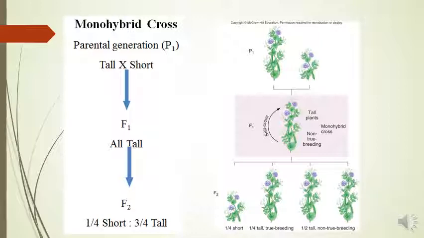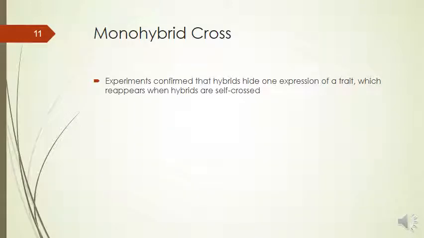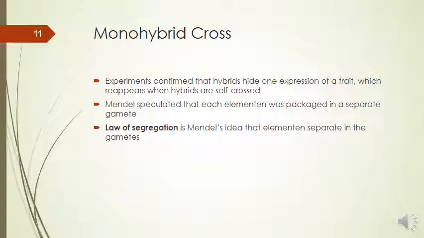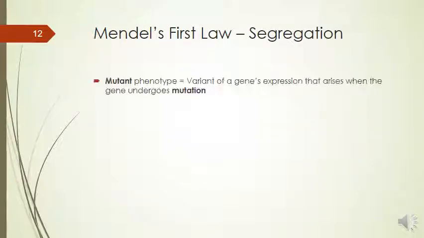The monohybrid cross is the F1 generation. Mendel's experiments confirmed that hybrids hide one expression of a trait, which reappears when hybrids are self-crossed. And he speculated that each elementin, as he called it, was packaged in a separate gamete. This led to the law of segregation, which was Mendel's idea that the elementin separate in the gametes. If we look at Mendel's first law of segregation, the mutant phenotype is the variant of a gene's expression that arises when the gene undergoes mutation.